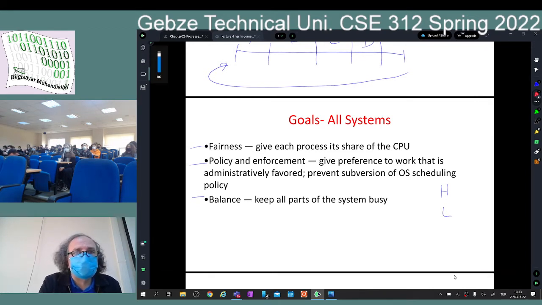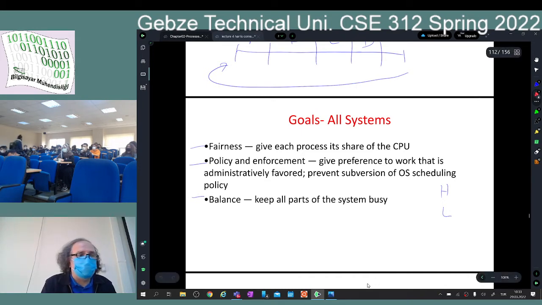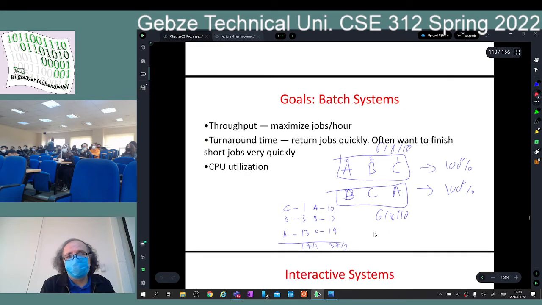Let me turn this on. Okay, so three things, but depending on the operating system type, depending on our computer, some of them are more important than the others, and there might be other criteria to optimize. For example, for the batch systems, the CPU utilization or the system balance is the most important. We don't care about the interactivity. We don't care much about the power usage and etc. So that's to be said.